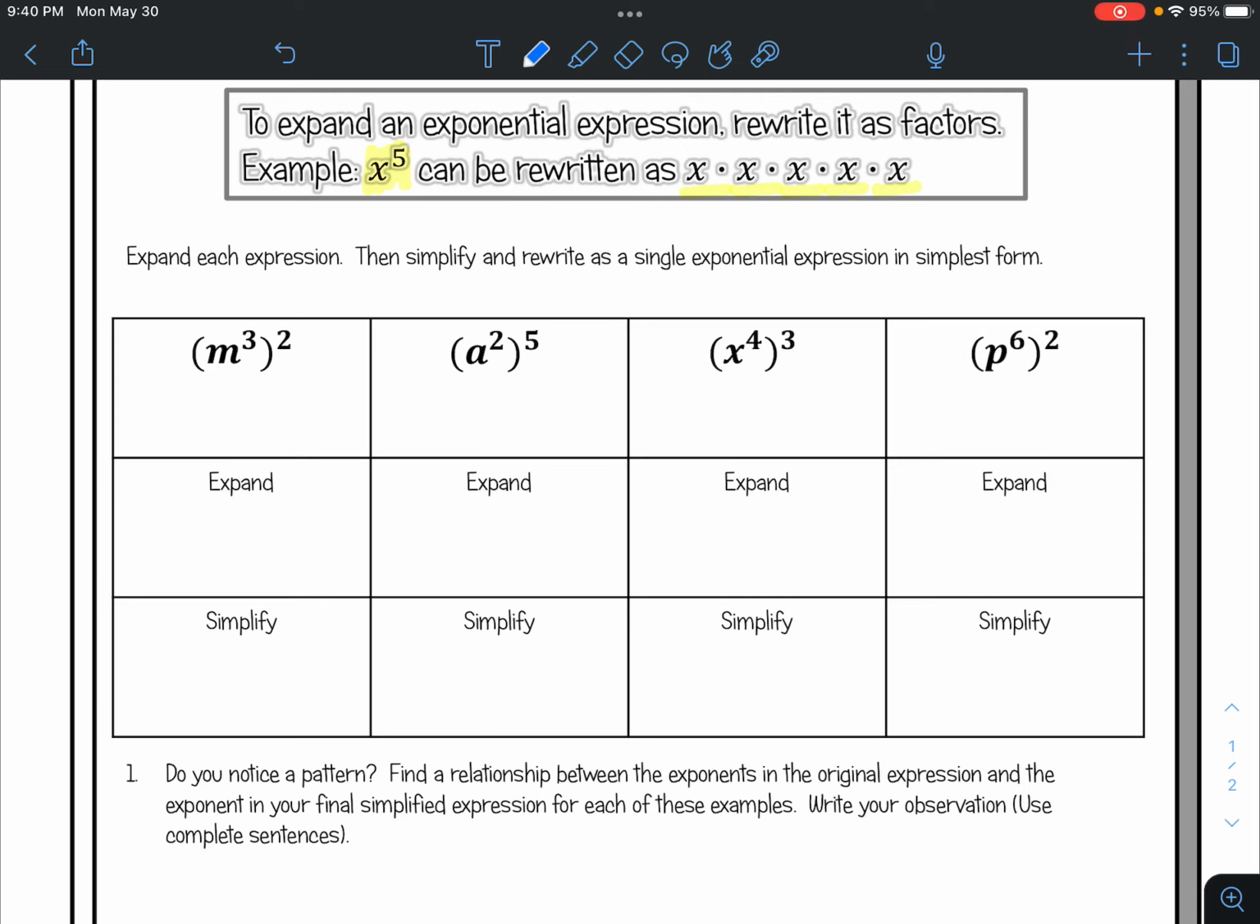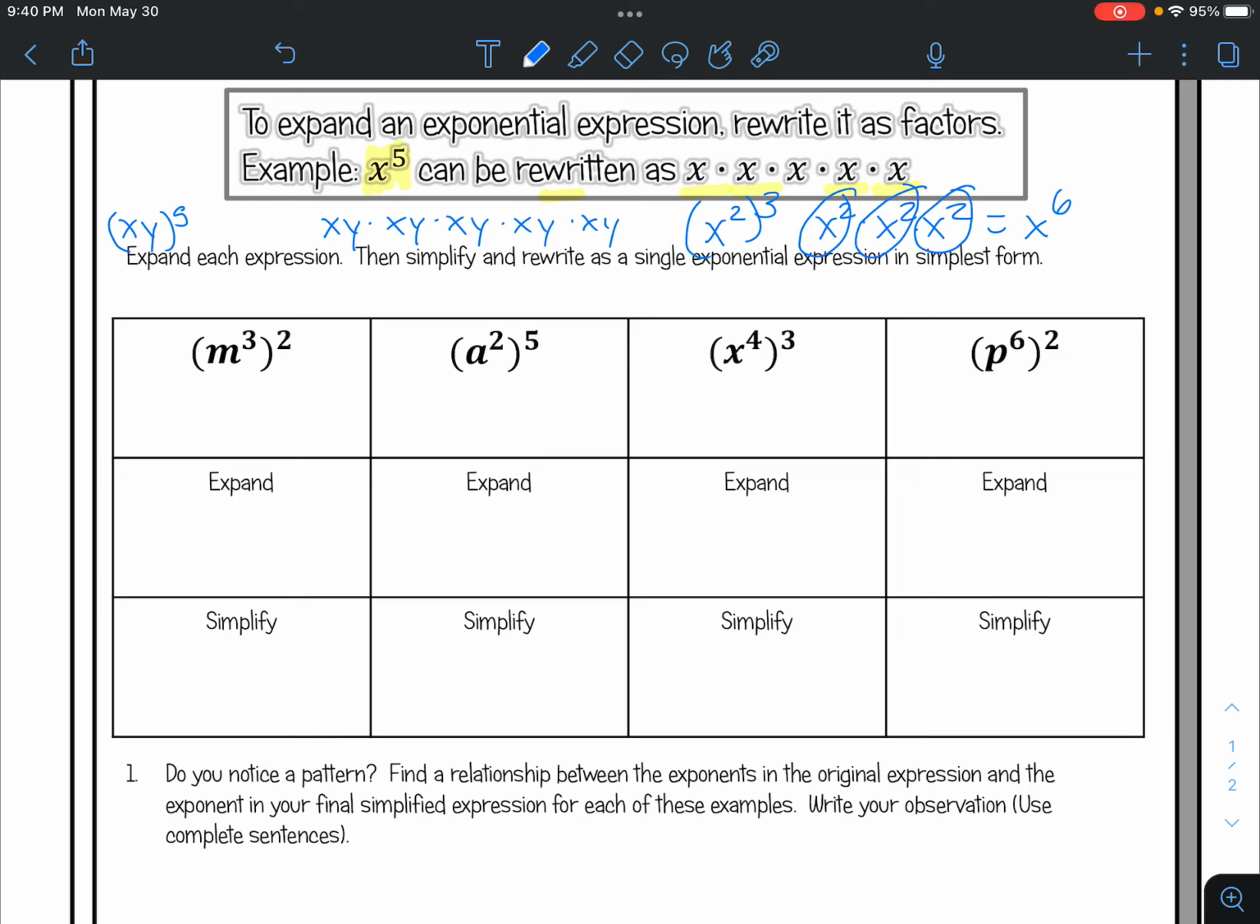But what about xy to the fifth? Well, that can be written as xy times xy times xy times xy times xy, right? But what about x to the second to the third? Well, that could be written out in expanded form as x squared times x squared times x squared, which would simplify to give us x to the, well, we have two x's here, two x's here, and two x's here, so that would be 6 x's.